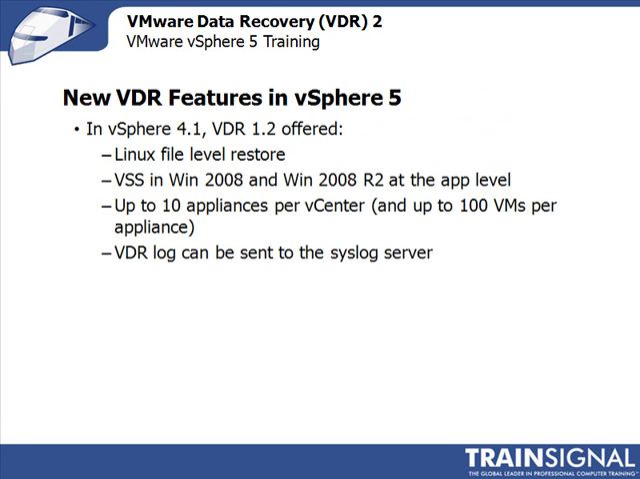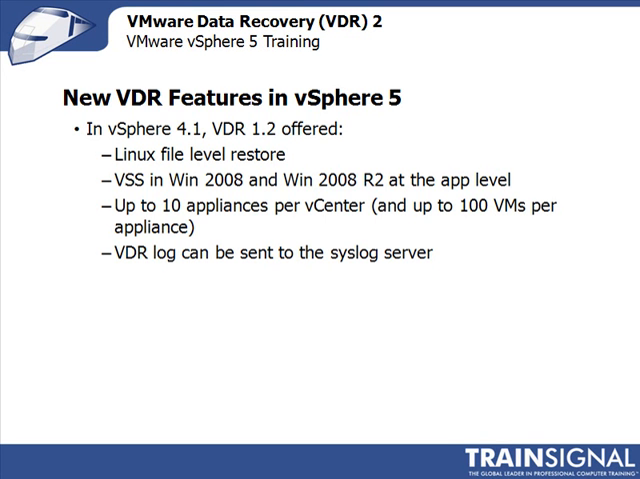Before I cover the new features of VDR version 2 contained in vSphere 5, let me first review the features of VDR 1.2 that were last added in vSphere 4.1. VDR 1.2 offered Linux file level restore. It offered VSS in Windows Server 2008 and 2008 R2 to ensure that you have application consistent backups.